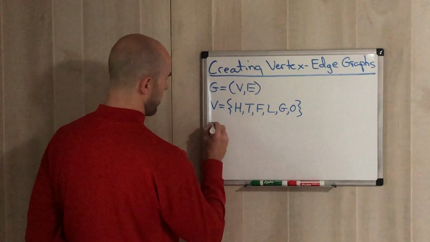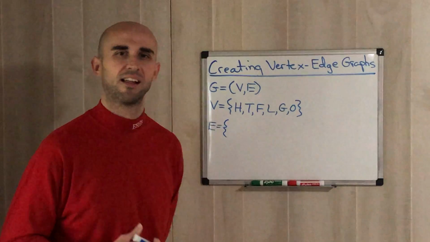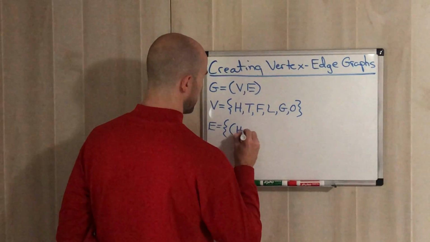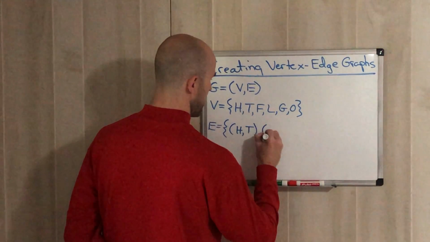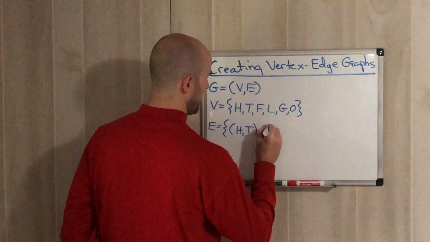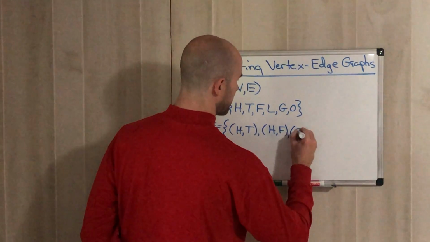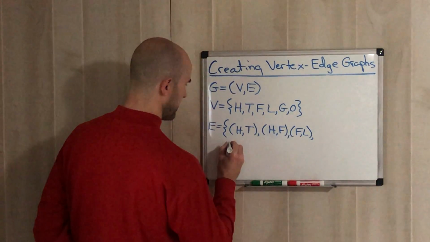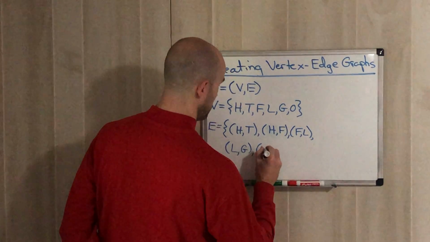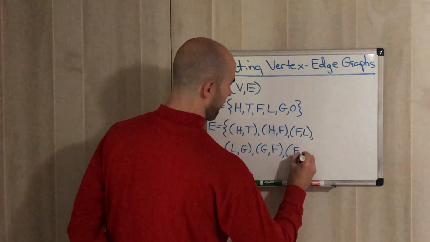Now that we have vertices, I have to give you the edges too. It's going to be the habit of, once you have all this information, being able to analyze it so that you can create a Vertex-Edge graph. The first edge I'm going to give you is HT, then HF, then FL, then LG, then GF, and the last one is going to be FO.